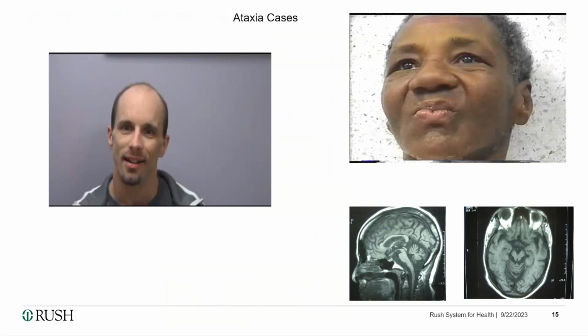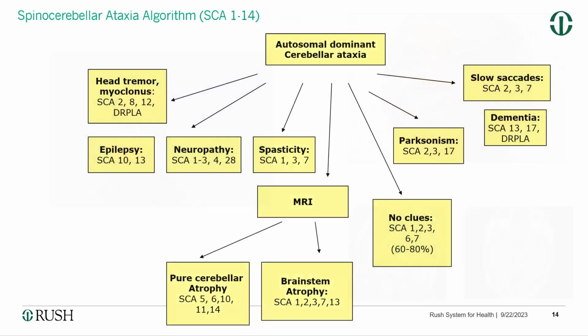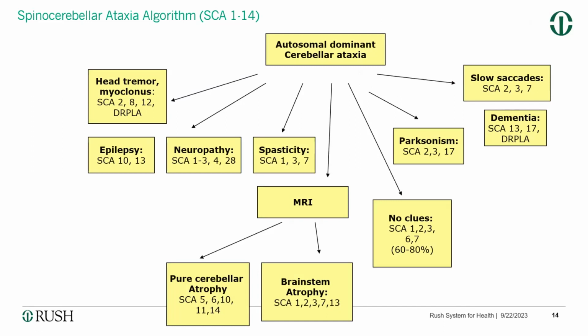I look at the patient with ataxia and all their other features and imaging to try to figure out if I can narrow down the ataxia. So if we could go back one more slide. What you can see on this slide is that if you have a patient who has cerebellar ataxia, but they have, for example, spasticity, you might be thinking about SCA 1, 3, and 7. Those might be at the top of your list. And they are also 3 of the most common SCAs in the United States.